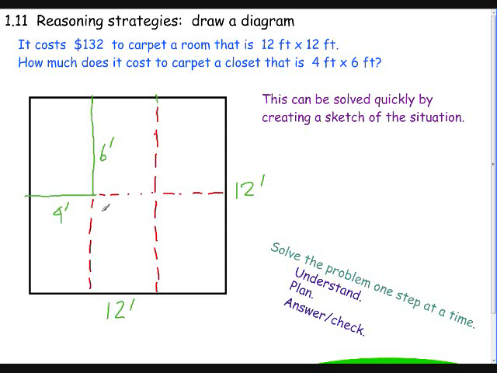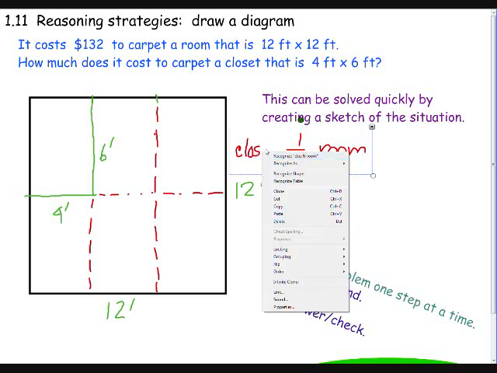So we have in a 12 by 12 room, it can be divided into 6 pieces that are 4 by 6. So that means that the closet is only 1/6 of the whole room, right? That's my closet. Whoop.